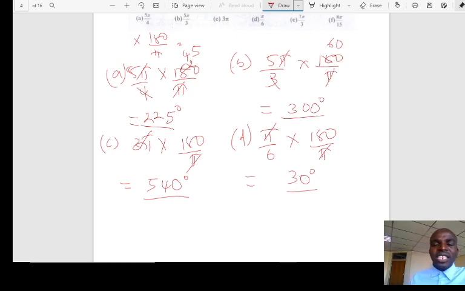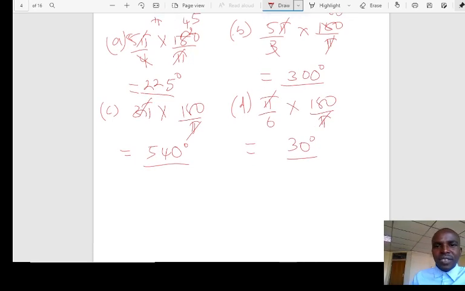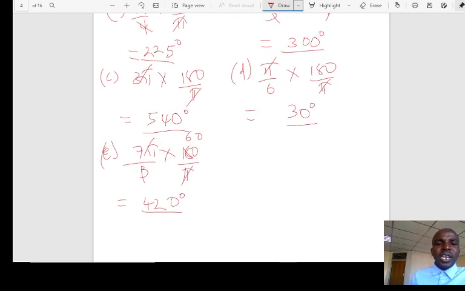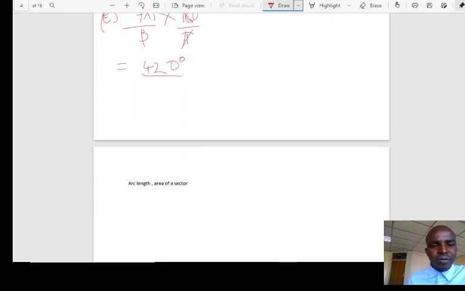Then next one, 7 pi over 3, that's part E. You multiply by 180 over pi, and pi will cancel out. 3 into 18 into 180 is 60. Then 60 by 7, it will be 420. Done.